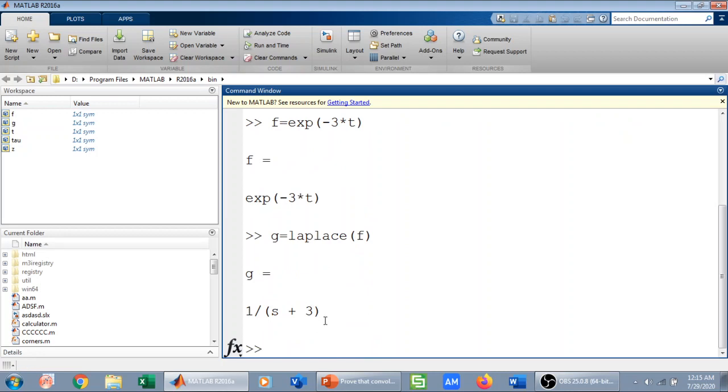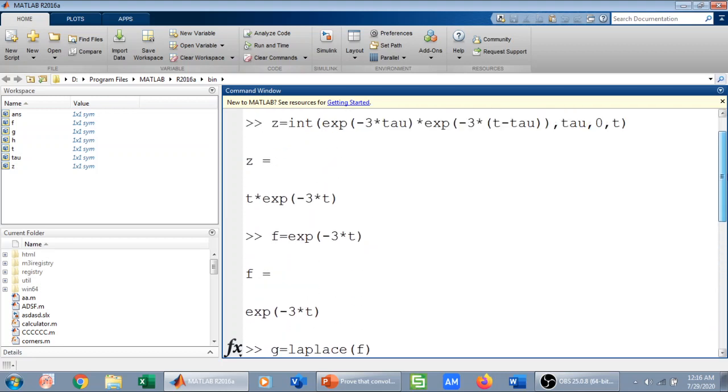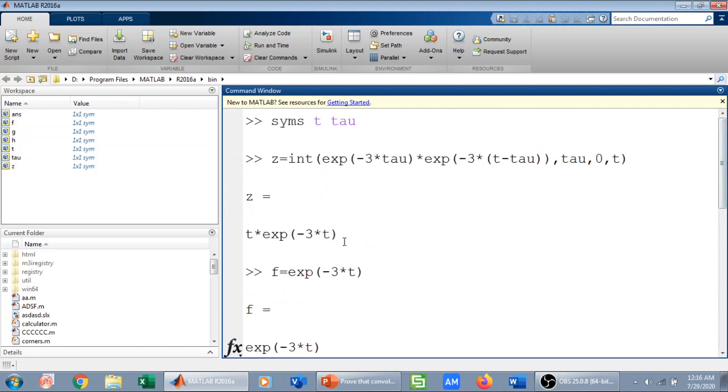As I said earlier, convolution in time domain is multiplication in frequency domain. So we need to multiply g with g and store it in some other variable, for example h. G with g gives me 1 divided by s plus 3 whole square. Now if I take the inverse Laplace transform of h, I will get the same answer, which is t e power minus 3t.